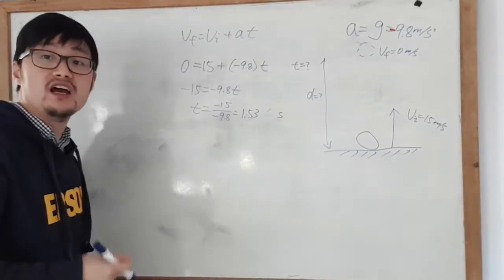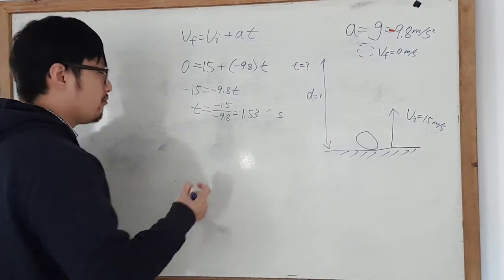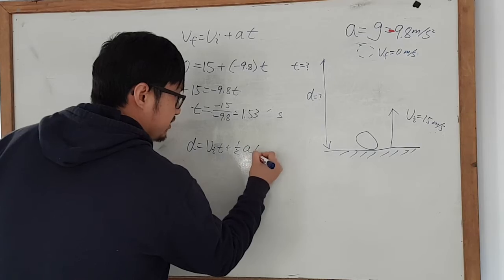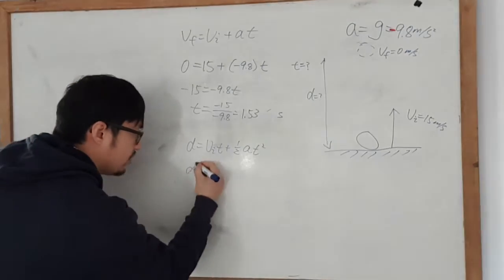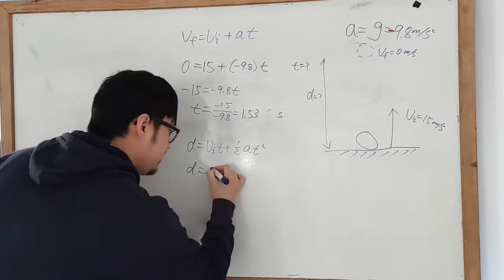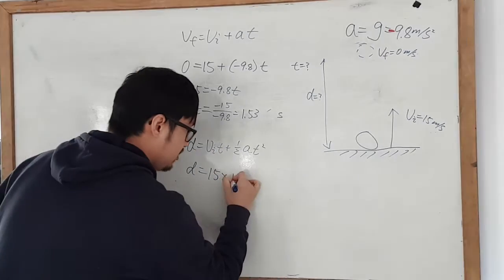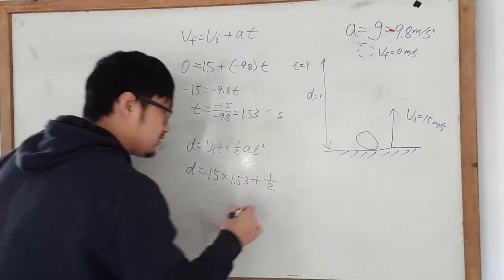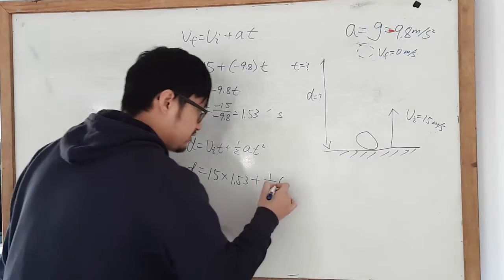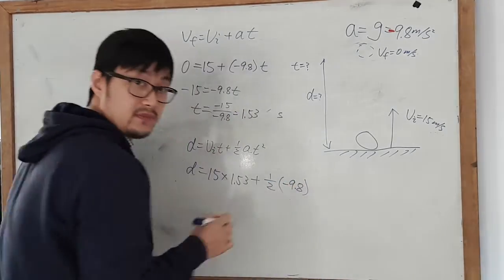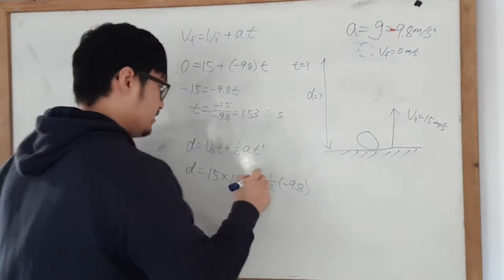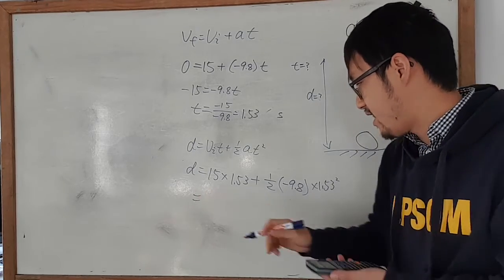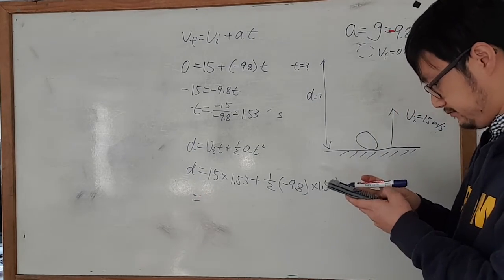Now I want to calculate the distance, so let's look at another equation. In fact, it does not matter which equation you use; there are plenty of them. Let's say we use s equals vi t plus half a t squared. What is the height it's going to rise to? Initial speed 15, times the time I calculated, 1.53, plus half times the acceleration. This is a deceleration, so it must be negative 9.8, times t squared, 1.53 squared. Then I can put this in my calculator.